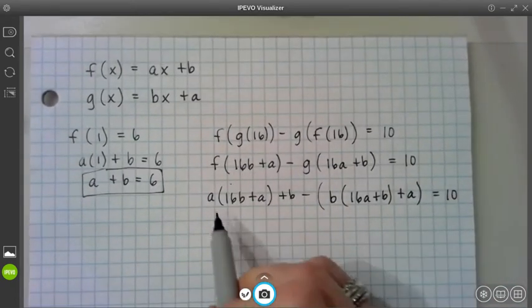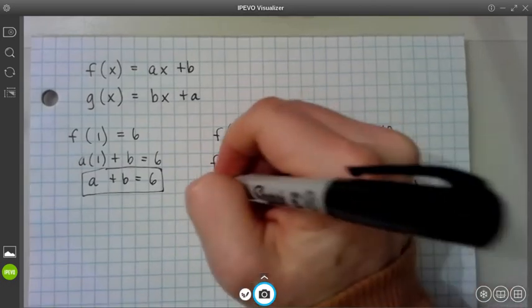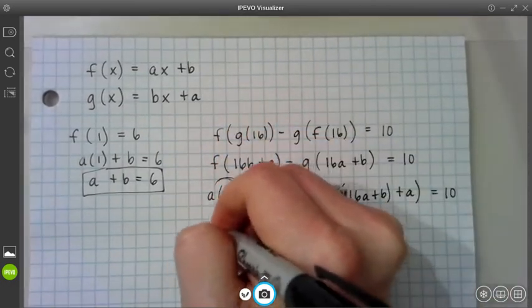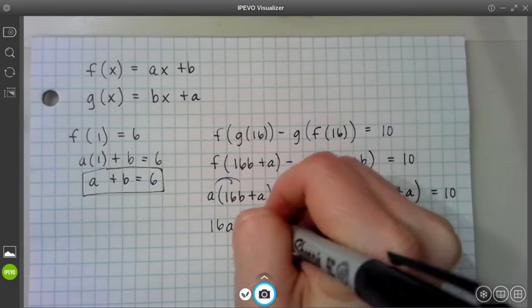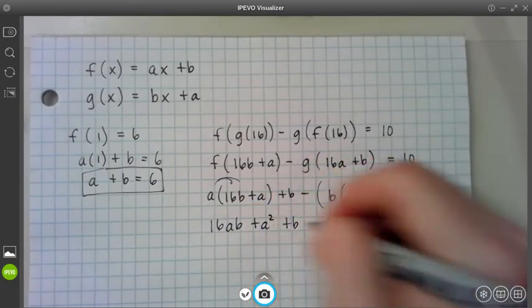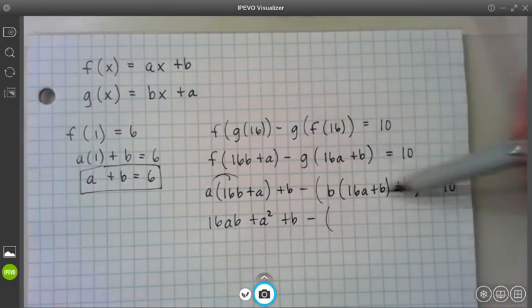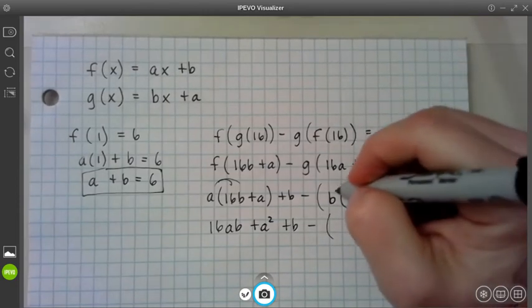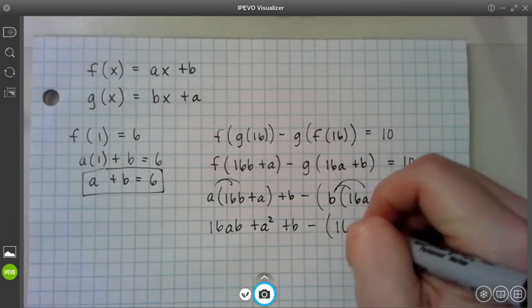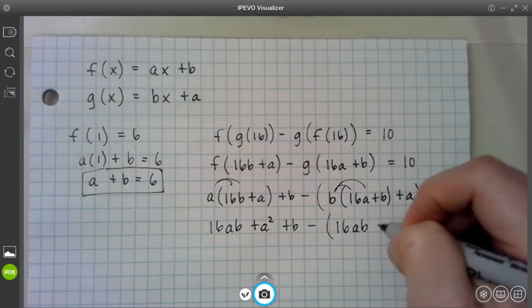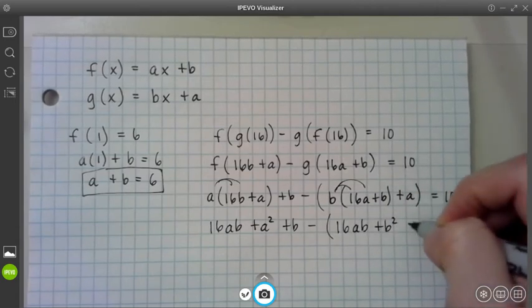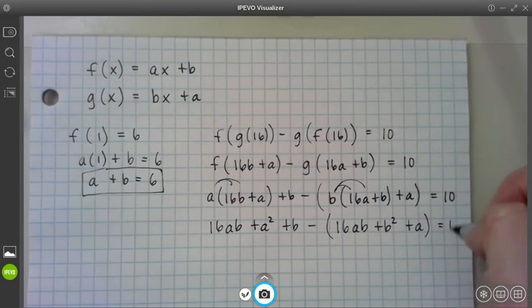So let's start cleaning all this up. So let's distribute. I'm going to get 16ab plus a squared plus b. Then I'm going to end up subtracting all of this. So let's clean this up. Let's distribute b. I'm going to get 16ab plus b squared. I still have a plus a on the end, and it still equals 10.